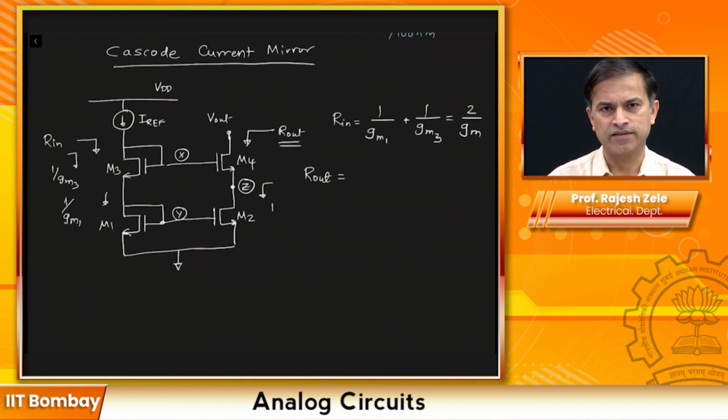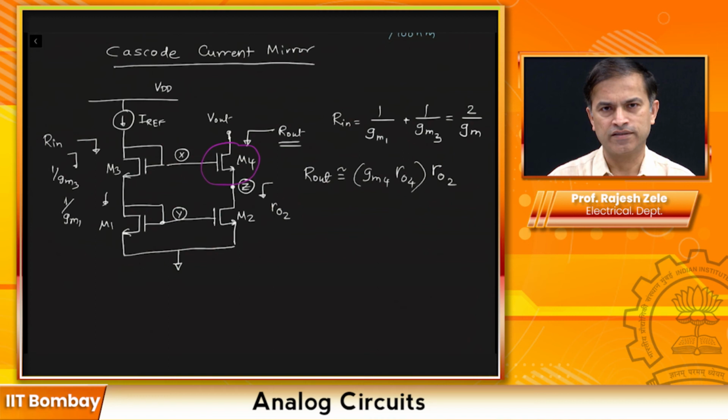That will be equal to RO2, and that will get multiplied by the gm4 Rout4 of the transistor M4. Okay, so Rout will look approximately like gm4 RO4, which is the gain of the transistor M4, multiplied by RO2.